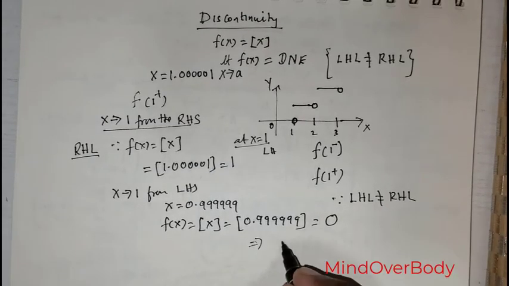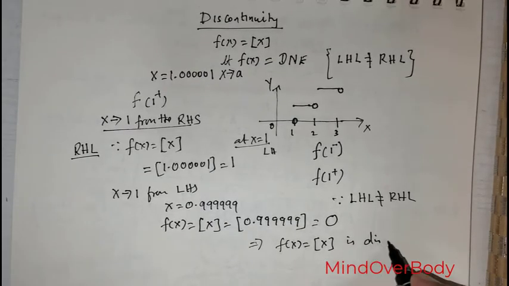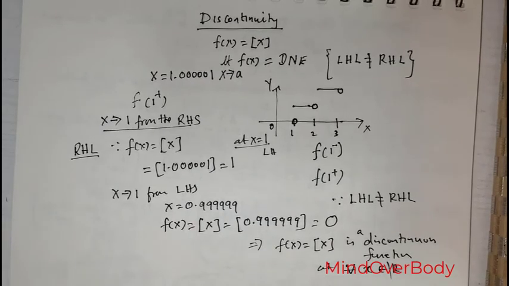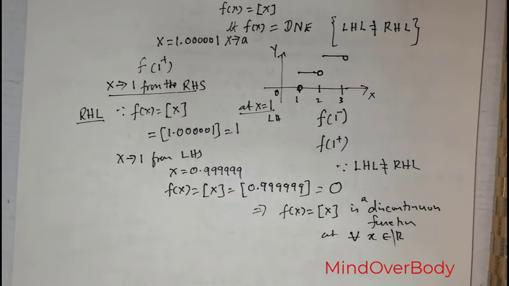So this implies that f of x is equal to the greatest integer of x is a discontinuous function at every x element of the real line. Right, so that completes the solution for this question.